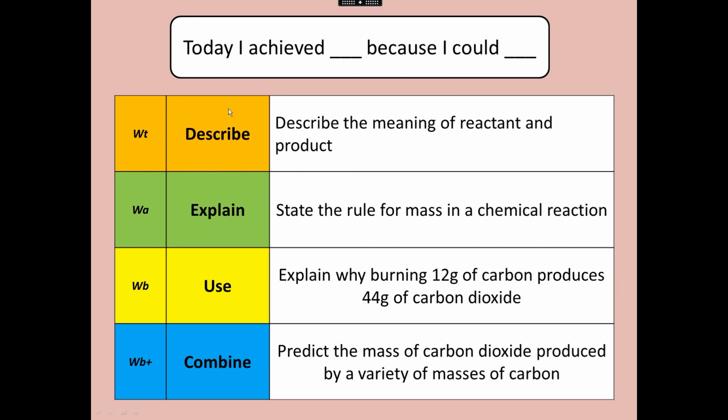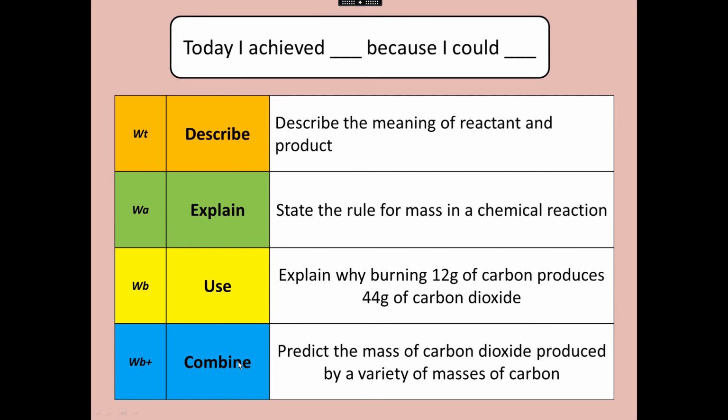What level have you achieved? Today I achieved describe, because I can describe reactant and product. Today I achieved explain, because I can give the rule for mass in a chemical reaction. Total mass of reactants used up equals total mass of products made. Today I achieved use, because I can explain why burning 12 grams of carbon produces 44 grams of carbon dioxide.